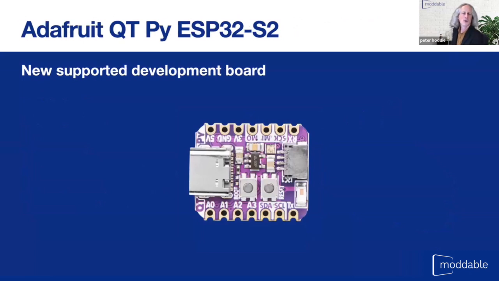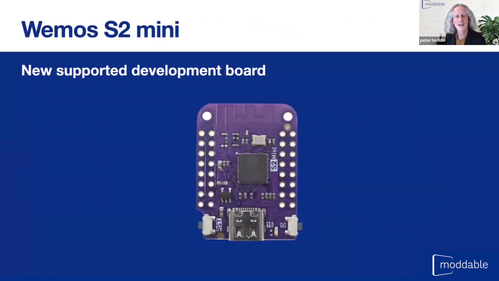We also continue to add support for new dev boards. ESP32-S2 is really nice for small, inexpensive boards. So we support the Adafruit QT Py S2 board and the Wemos S2 mini development board. So we just kind of keep rolling these out one by one, 2 by 2, so that you can run the Moddable SDK on almost anything that's out there.